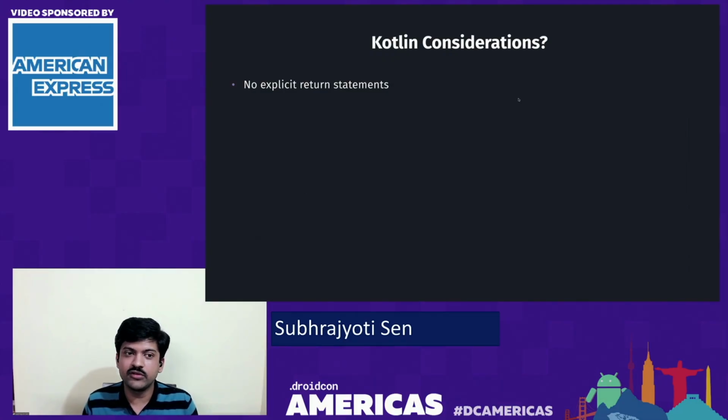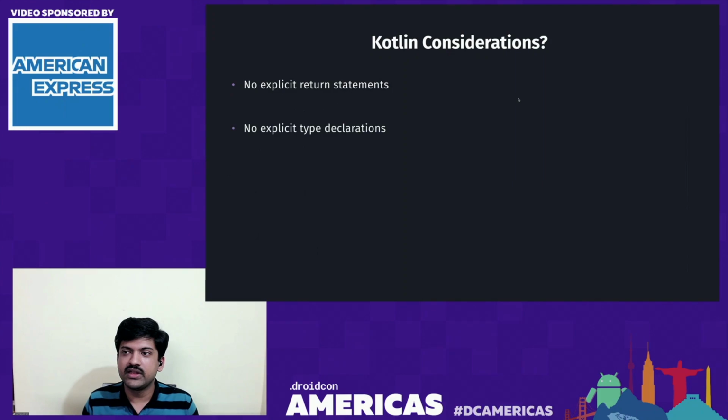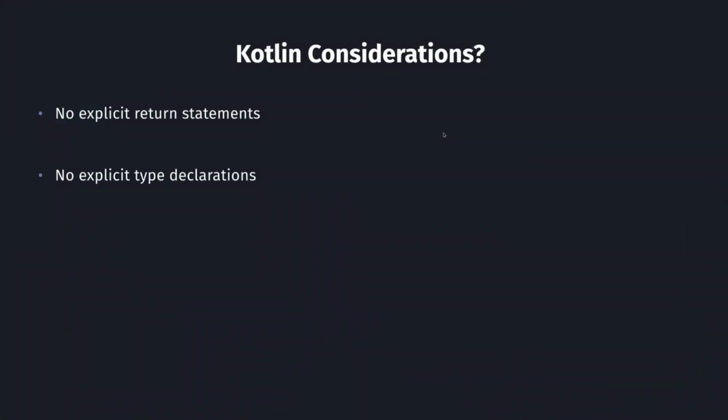Now, if your Lint rule was specifically looking for the return keyword, this might be an issue because in the Kotlin file, it might not find it. Similarly, type declarations. In Kotlin, you can have something like val a = 10 without specifying the type explicitly. If your Lint rule was looking for those specific type specifiers, it would fail.